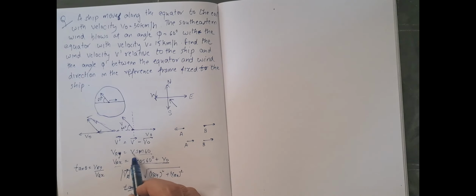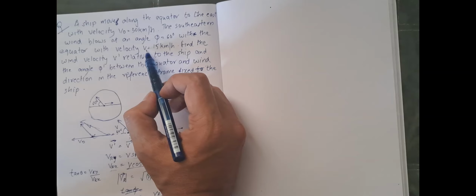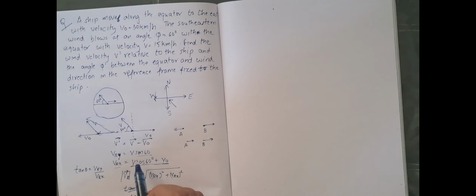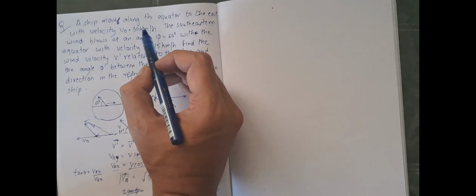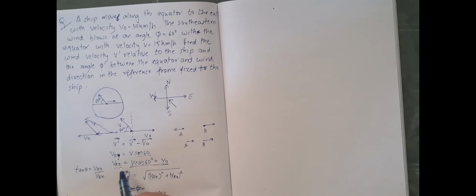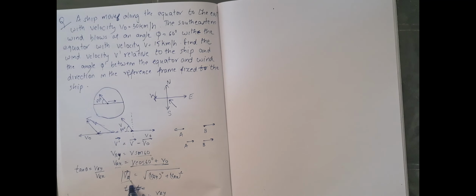We need to find out VRY, VRX. VRY will be given by V sin 60. V we know is equal to 15 kilometers per hour. V naught we know is equal to 30 kilometers per hour. So we can find out VRY, VRX. We can find out VR. We can find out the angle, right?